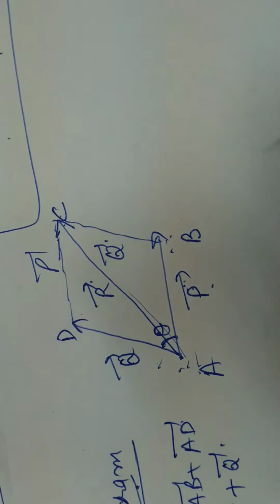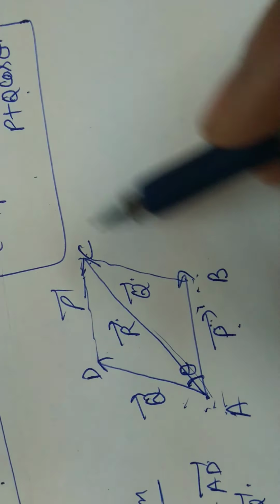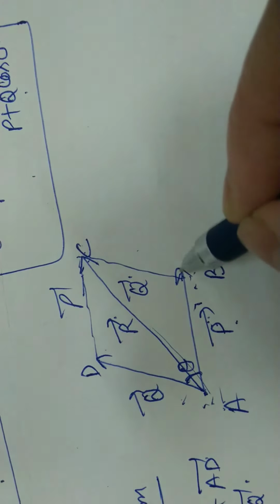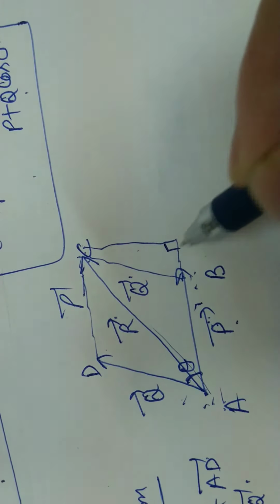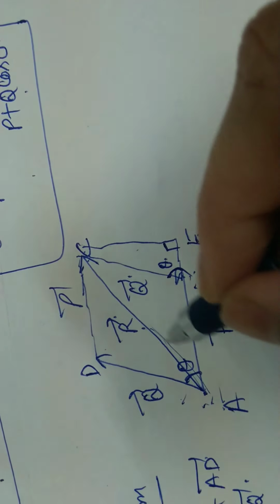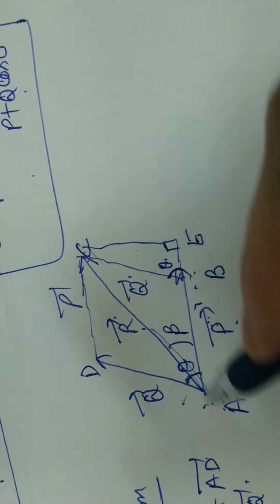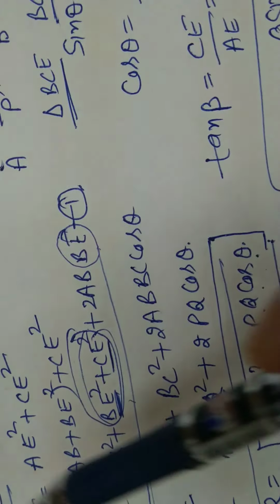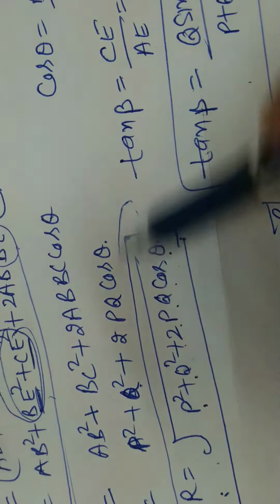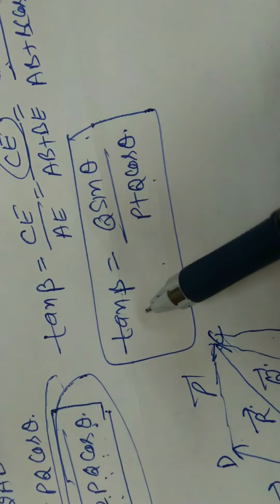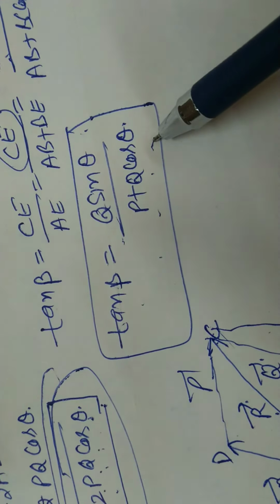Now we again solve this using the same procedure that we did in the triangle law of vector addition. Again, if we extend this and draw this perpendicular, this is angle theta, and again this resultant makes the angle beta. Then we get the same triangle, same procedure, first in this triangle, then in this triangle, and again the resultant is the square root of P squared plus Q squared plus 2PQ cos theta, and the direction is Q sin theta over P plus Q cos theta.